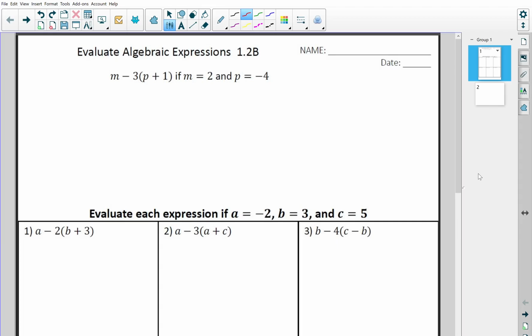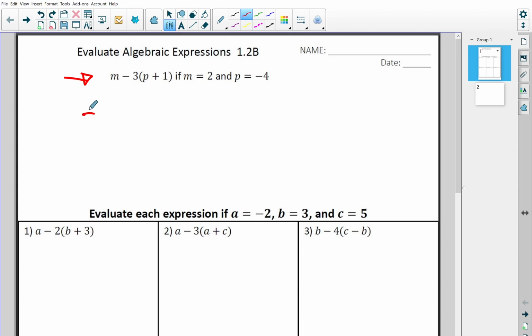Hi, today we're going to evaluate algebraic expressions that involve parentheses. Here we have a problem: m minus 3 times the value of p plus 1, given that m is 2 and p is negative 4.